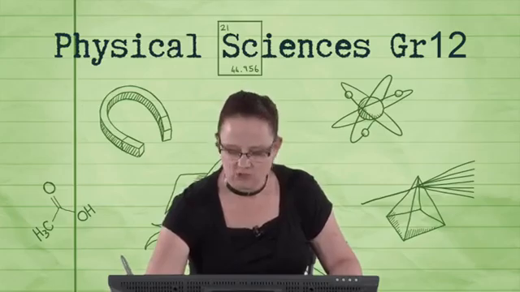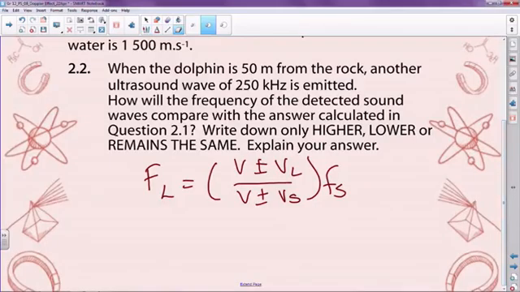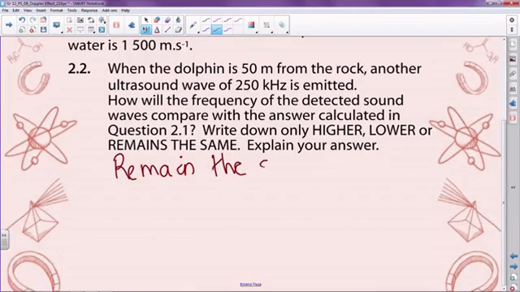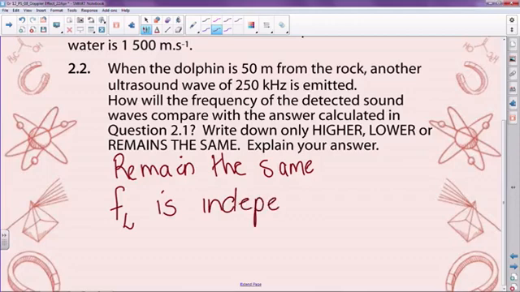So when we answer this question, we first got to say, well, what happens? Is it going to be higher than, lower than, or remain the same? Well, it's going to remain the same. Okay, that's very important. And when we explain our answer, this is what we wanted. The frequency detected, now watch here, is independent of distance. In other words, distance doesn't matter.